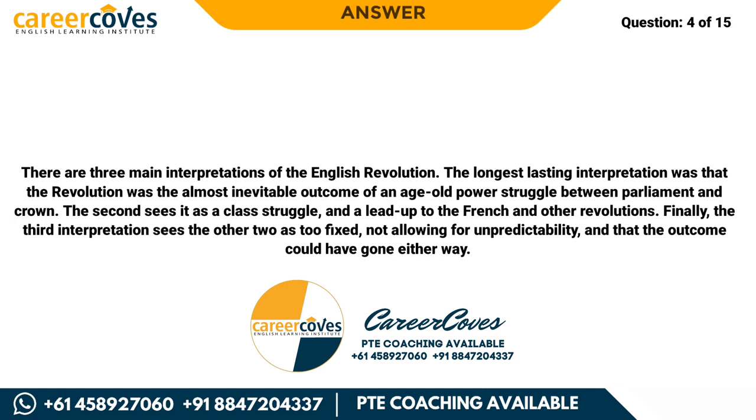There are three main interpretations of the English Revolution. The longest lasting interpretation was that the revolution was the almost inevitable outcome of an age-old power struggle between parliament and crown. The second sees it as a class struggle and the lead up to the French and other revolutions. Finally, the third interpretation sees the other two as too fixed, not allowing for unpredictability, and that the outcome could have gone either way.